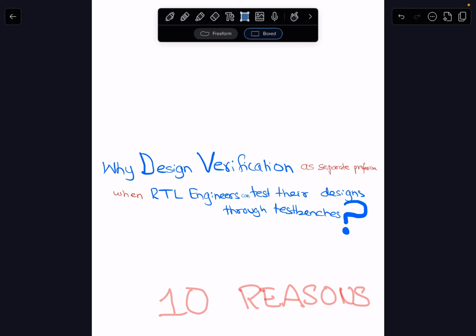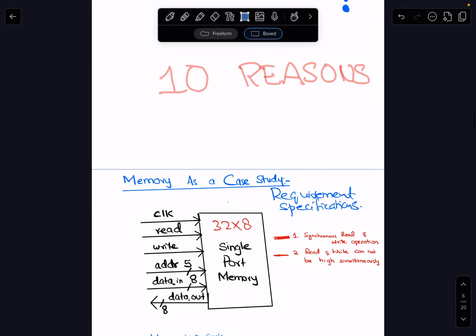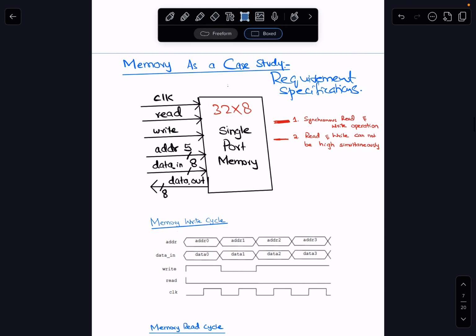So last lecture we discussed why design verification is treated as a separate profession when IT engineers can really test their design through test benches. So we discussed that we are going to talk about 10 good reasons. Before we discuss those good reasons, let's recap the case study that we discussed yesterday.